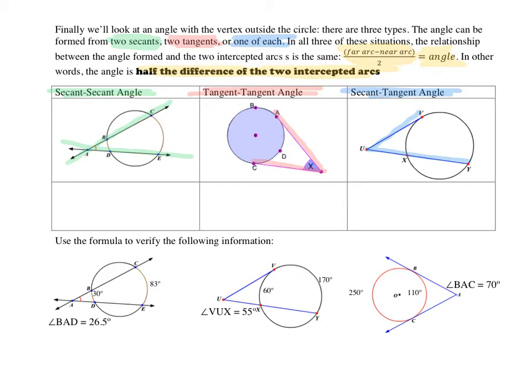Let's go ahead and write out a formula for each one of these three based on this general formula that we have up here. So in the very first one, if we want to show the far arc, again, we're in reference to this angle right here that's marked, that angle being formed on the outside by those two secants. So the far arc would be this arc out here. So that would be arc CE. And we're going to subtract the near arc, which would be this one here that's close to that angle. So we're going to subtract arc BD. We're going to divide by 2. And that is going to give us, in this case, angle BAD.